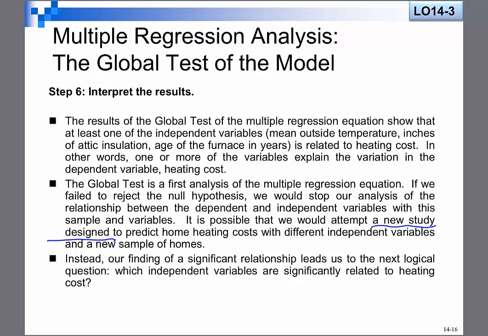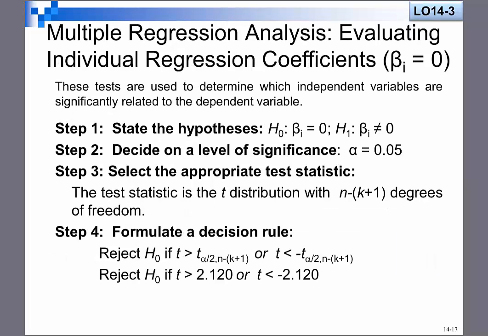Instead, our finding of a significant relationship leads us to the next logical question: which independent variables are significantly related to heating costs? So now we're just saying let's test the different betas. We've established the fact that they are not all zero, or at least one of them is not zero. Let's test them all. Number one, state the hypothesis, going back to our original statements from before, last week.